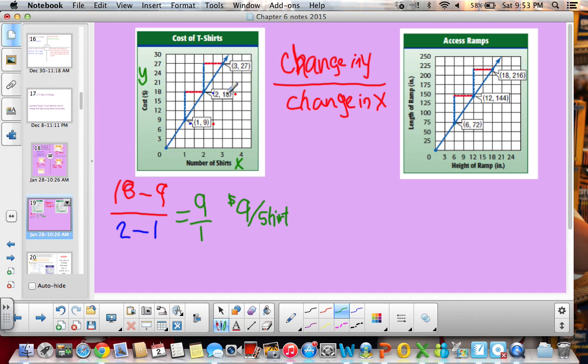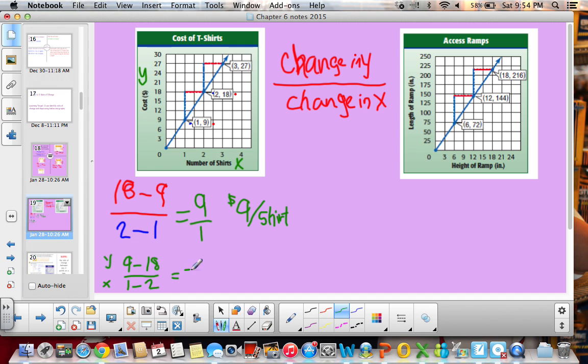So see how I took 18 and I subtracted 9, and then for my x's I took 2 and I subtracted 1. If I wanted to do it the other way, you don't always have to go in that order. You can go 9 minus 18, but then I have to do 1 minus 2. So notice there's the y's on the top, the x's on the bottom, but then vertically, the numbers from each ordered pair line up.